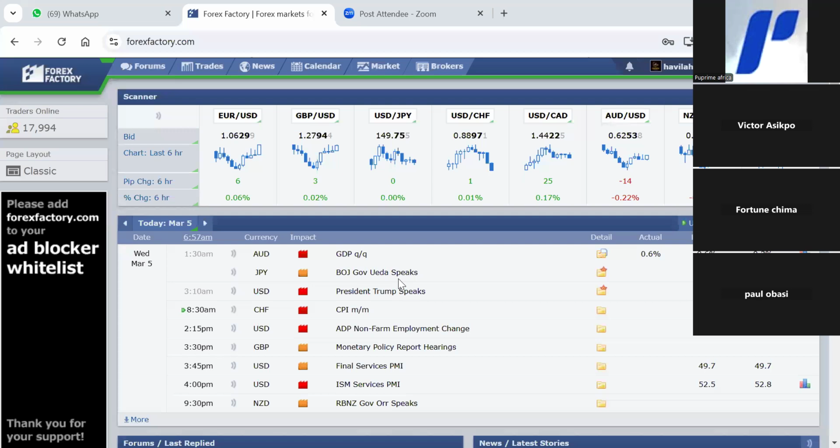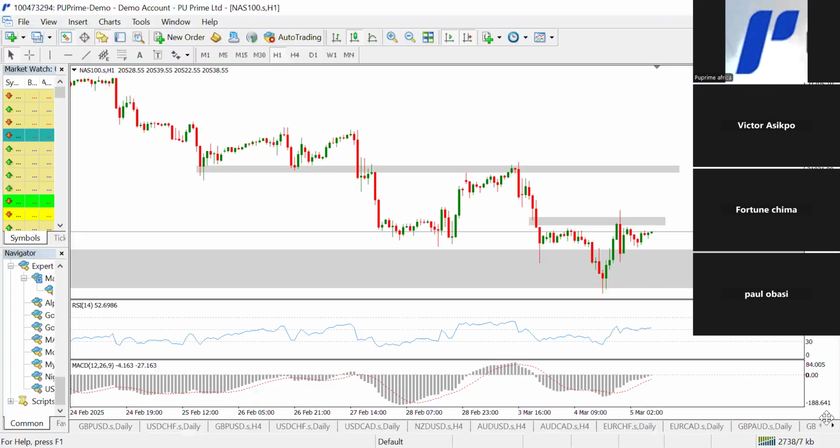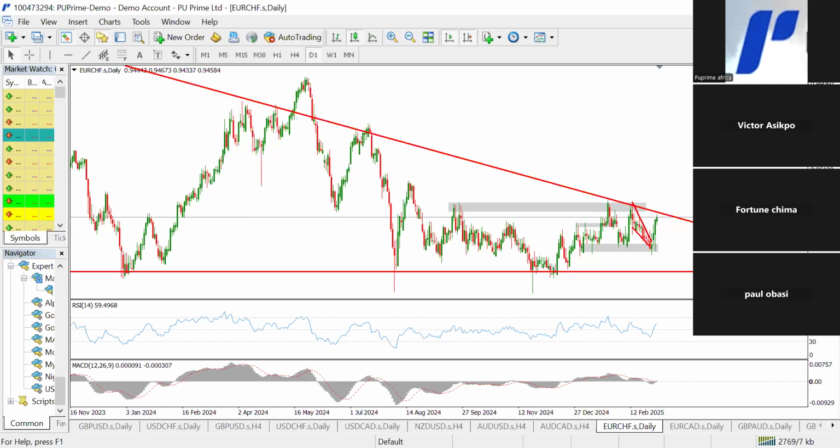This is my chart trader. I'll be looking at the AUD/CHF and the CAD/CHF. These two pairs are getting really ready for a massive breakout at the release of this news. So I'll switch over to them right now.